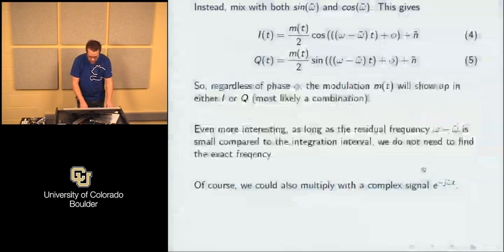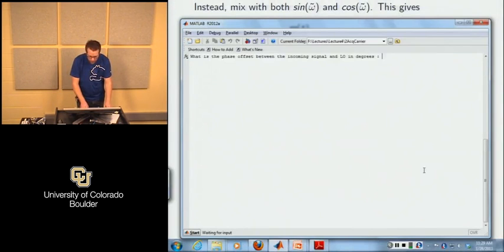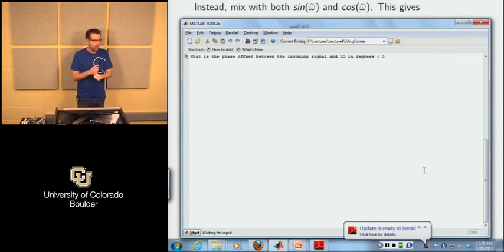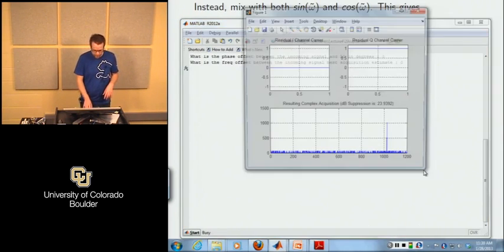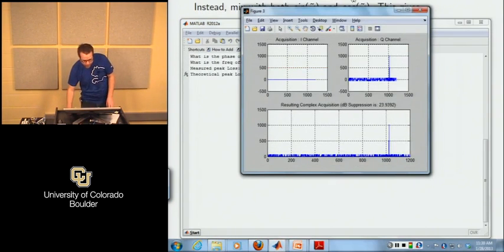So if we go back to Matlab, let us say this here, and this is a little bit of an illustration of what I just talked about. The phase between the incoming signal and the LO, the local oscillator, the other sinusoid that we multiply with, is 0. For the first one, the frequency offset between them is also going to be 0. Then this is what we're going to end up with.